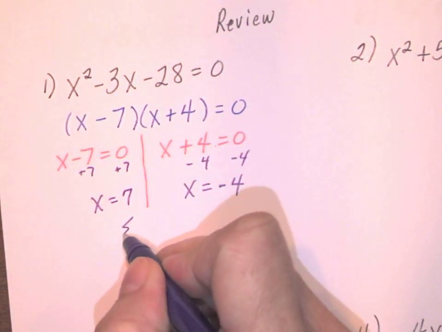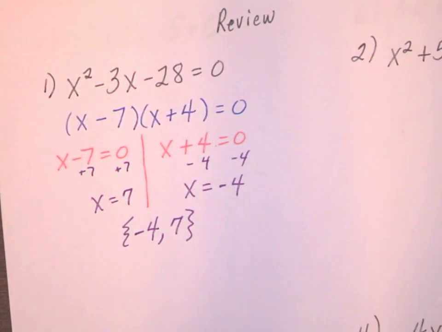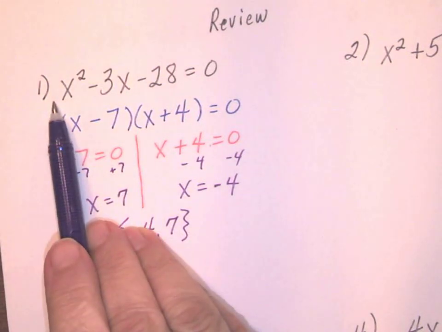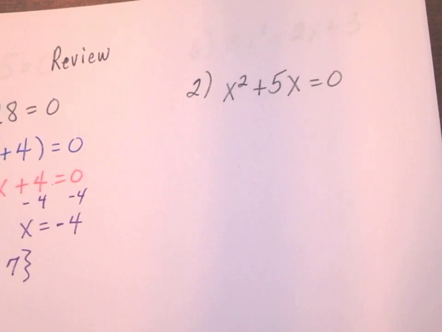You can leave it like this or write your two roots in set notation. That means that this parabola crosses the x-axis at negative 4 and 7. And since it's a positive in front, I know it's an upward-facing parabola. Let's look at number 2.